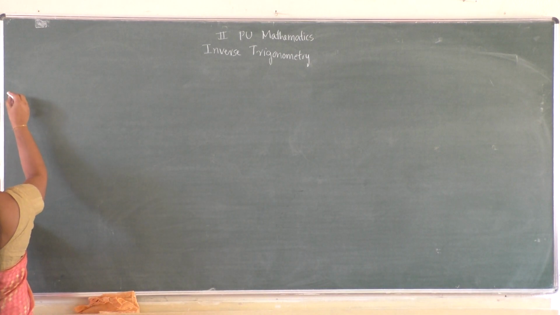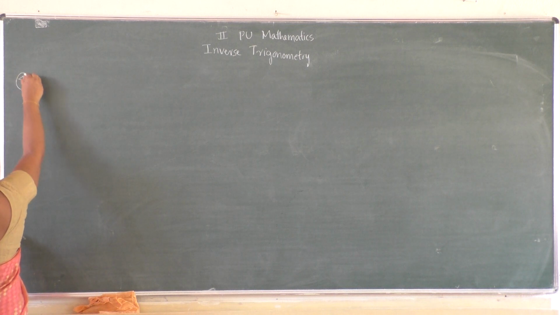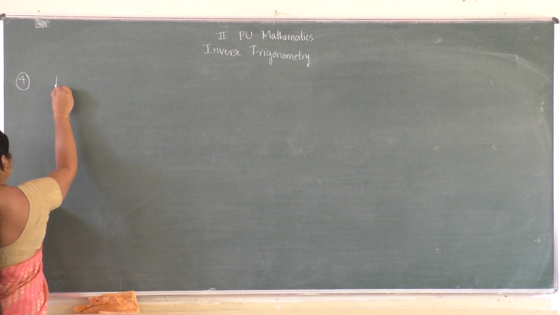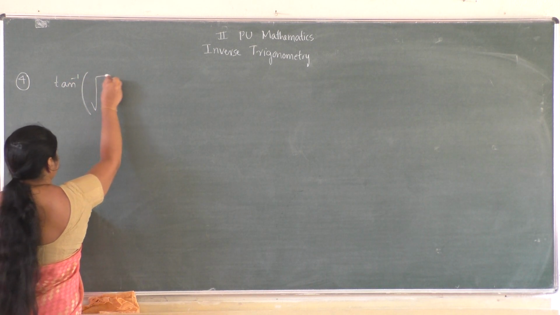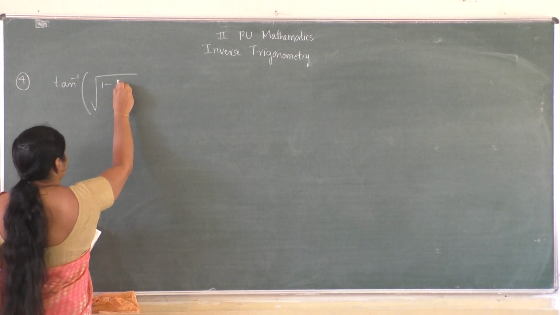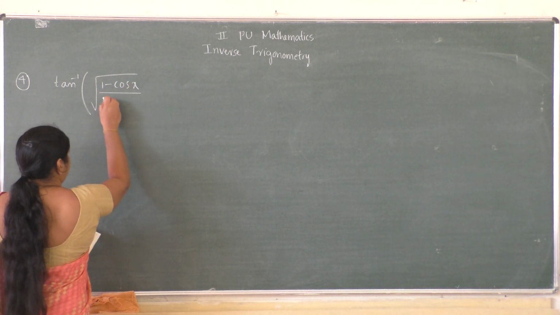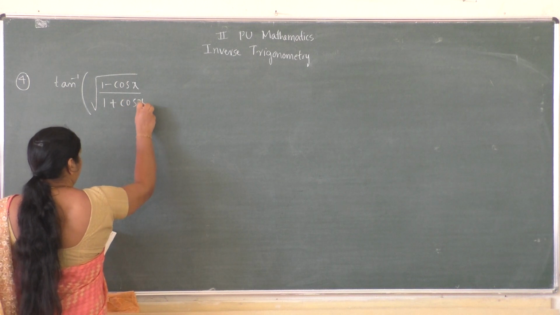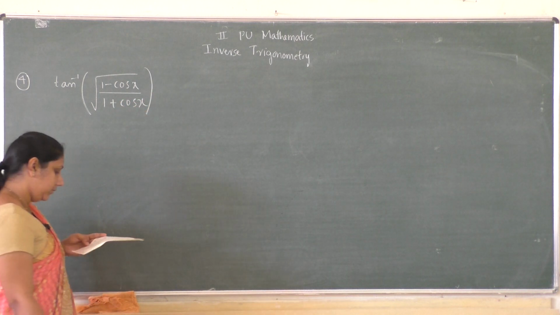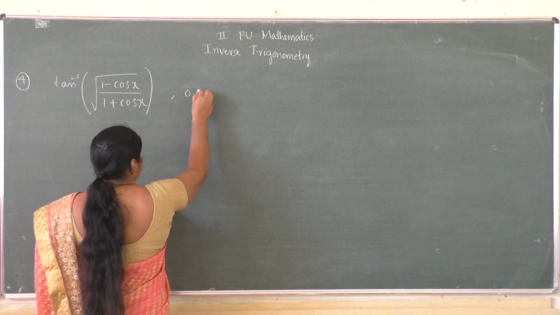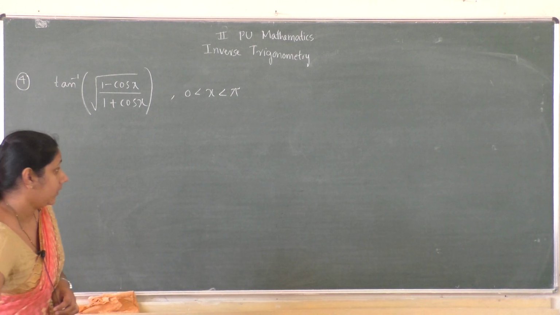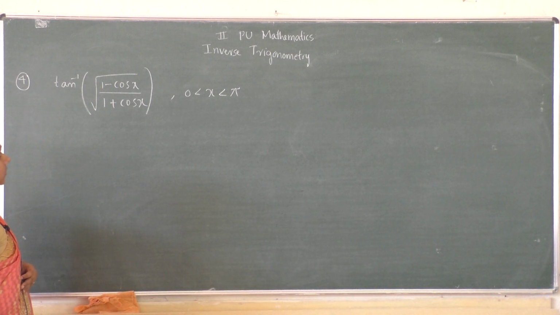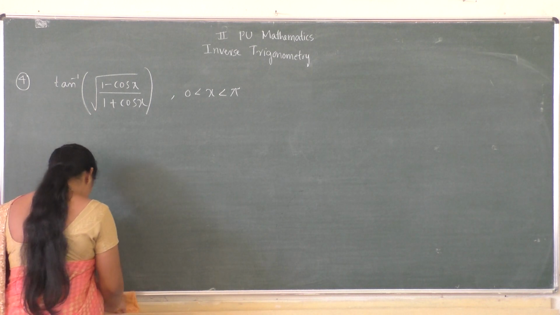Question number 4. Simplify tan inverse of root 1 minus cos x divided by 1 plus cos x, and x lies between 0 to pi. So you have to simplify this: tan inverse of root 1 minus cos x by 1 plus cos x.